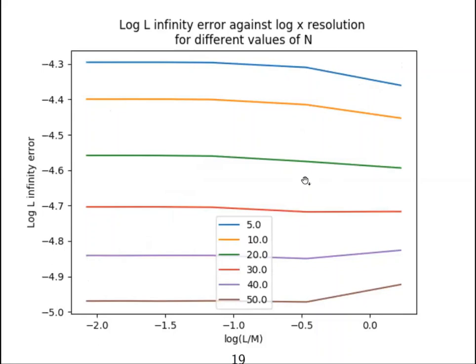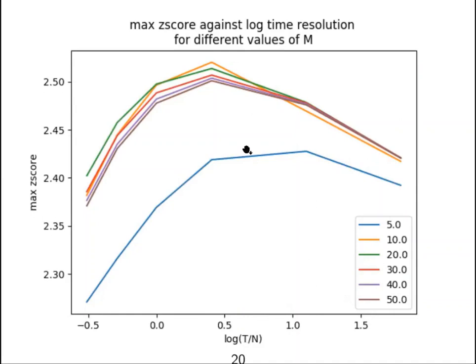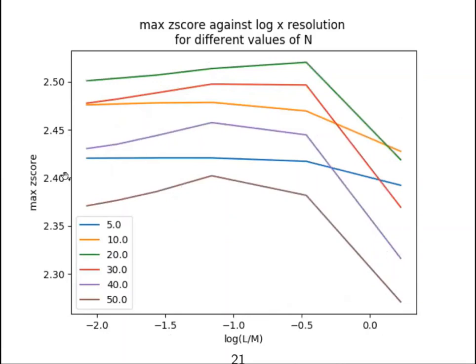And again, you have the max Z scores against the time resolution as well as spatial resolution. And you can see the Z score is within reasonable values, and there isn't anything terribly alarming about the results.